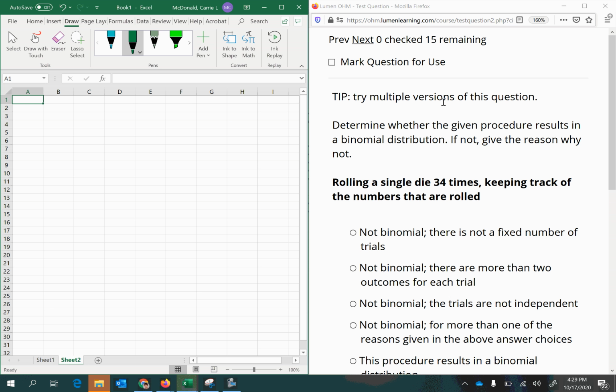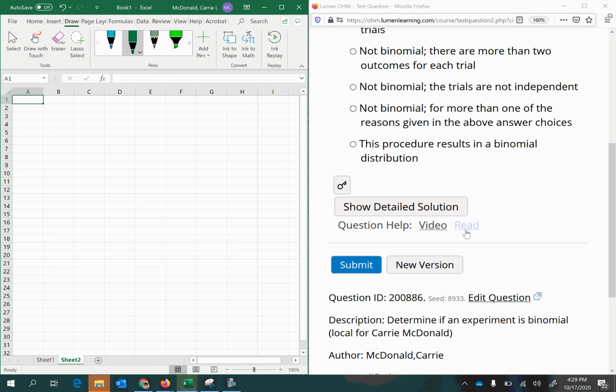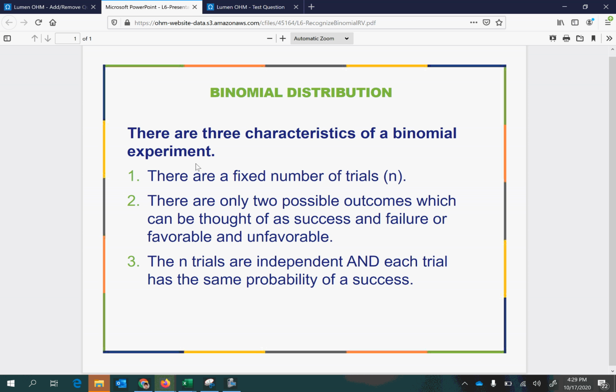For this question, there will be multiple versions that you should look at, and they will come up in different scenarios, and you will try to determine if it is a binomial distribution or not. So there's an attachment here. Let's take a look. This is how we know if we have a binomial distribution or not.